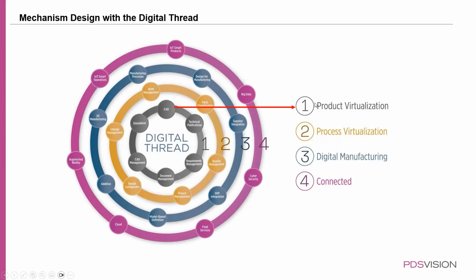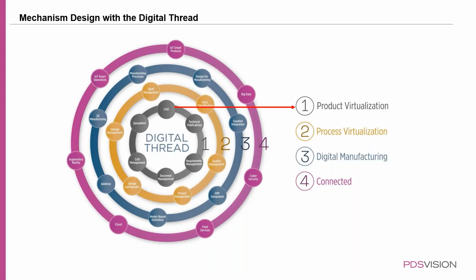One of the things that we had talked about in the past, if you have watched any of the webinars that we've had in the past, last year and the first part of this year, we did a whole thing on digital thread and how all the different areas can connect. So right now we're looking at the product visualization, or virtualization piece of it, of course, the direct CAD, but you can see there's also process virtualization, digital manufacturing, and connected products as well. So all those things make up the whole digital thread.